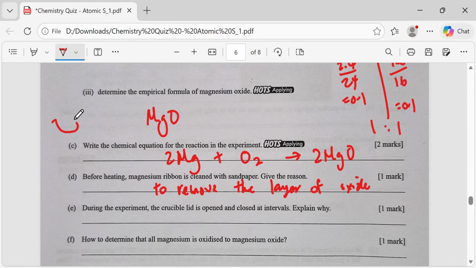Okay, and then when you're doing the experiment, you cannot just open it because magnesium oxide is a white powder, smoke. The smoke will come out. But you cannot just close it. If you close it, no oxygen can come in. Okay, it's open and closed to allow air to enter.